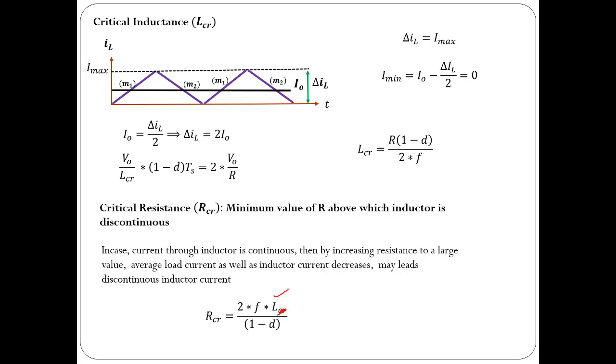So for a given value of L, F and D, you can use this formula to find the value of critical resistance. If you increase the resistance above this value, the average inductor current would fall, which leads to discontinuous current mode operation. You can derive the formula in a similar fashion. In place of R you replace it by RCR, and in place of LCR you replace it by L. Just by rearrangement of the parameters you will arrive at the same formula.